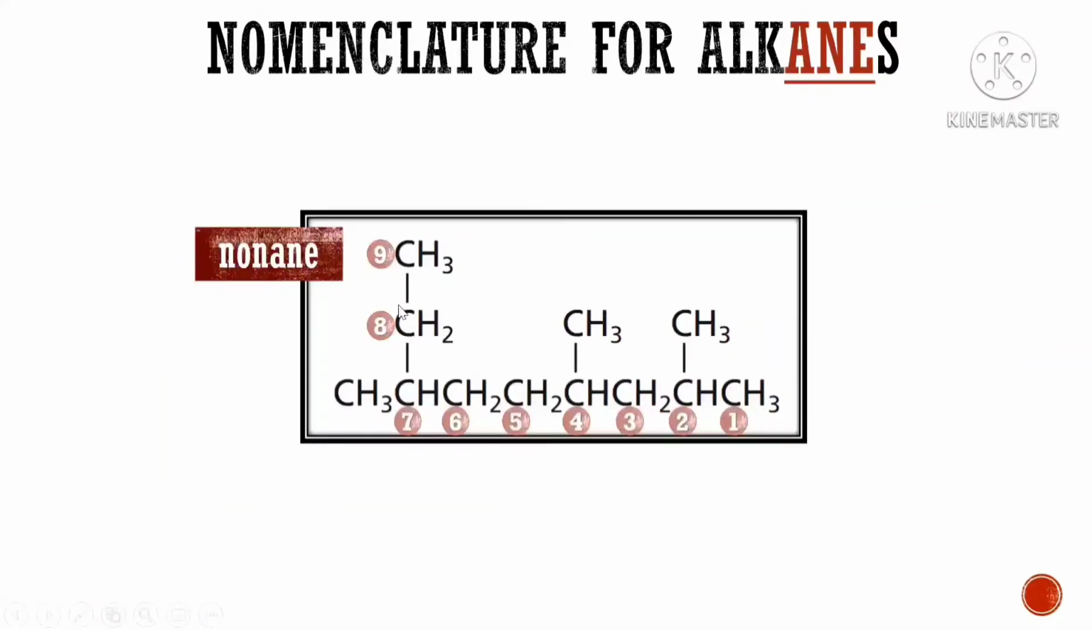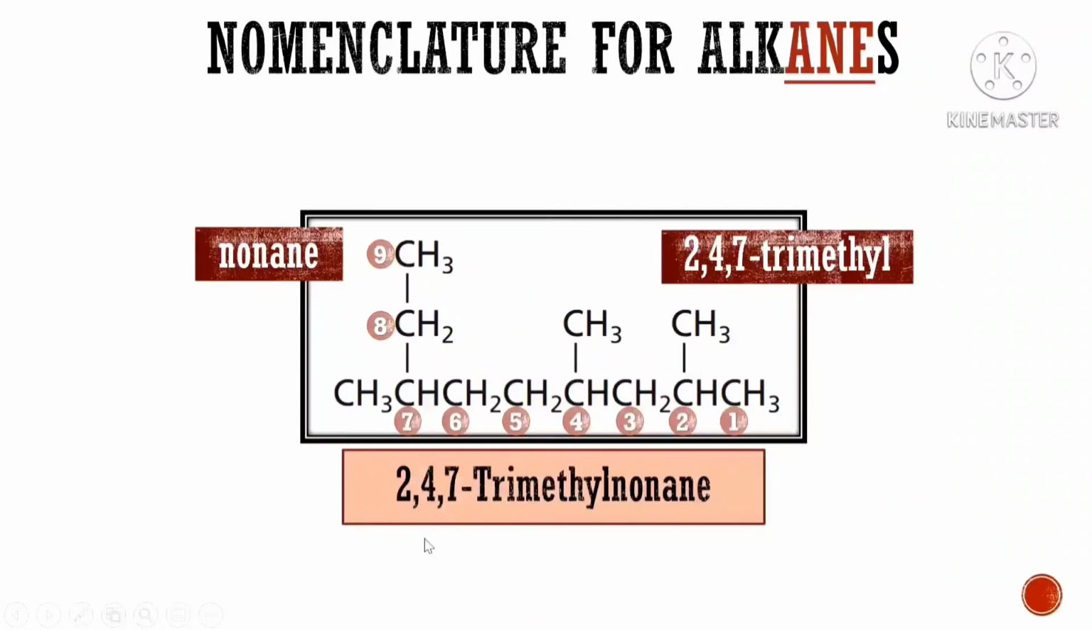For this molecule, notice that the parent chain is oriented in a different way. Again, it must be the longest continuous carbon chain, and sometimes it can be oriented in a different manner. Since we have 9 carbon atoms in the parent chain, we call it nonane. We have 3 methyl groups as substituents, and they are attached at carbon number 2, 4, and 7. So the name would be 2,4,7-trimethylnonane.